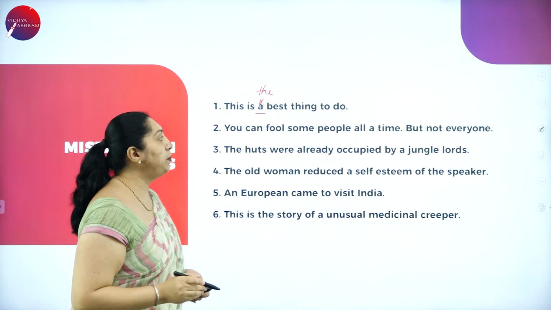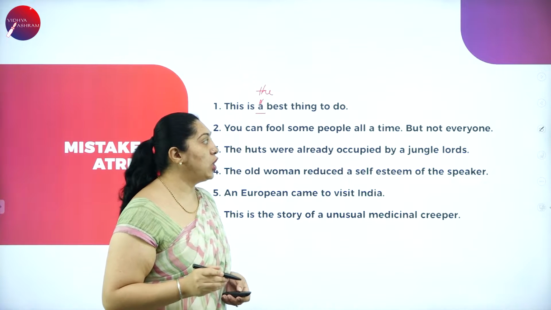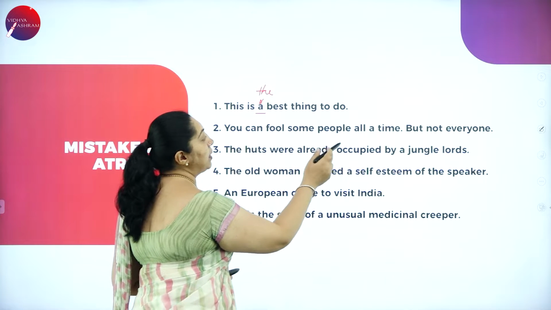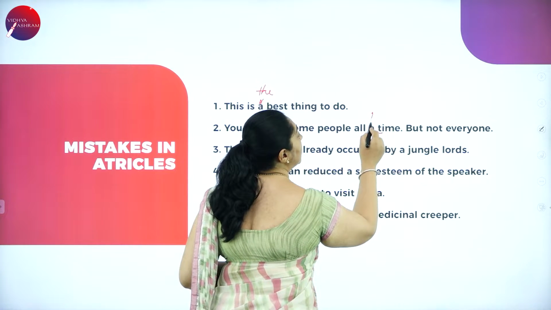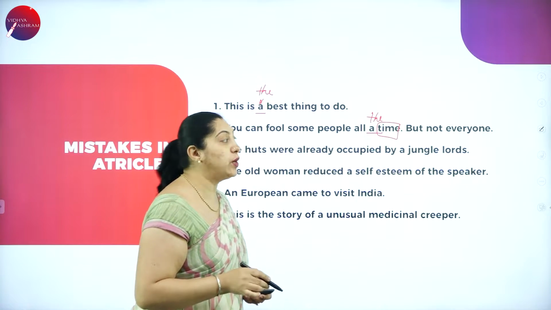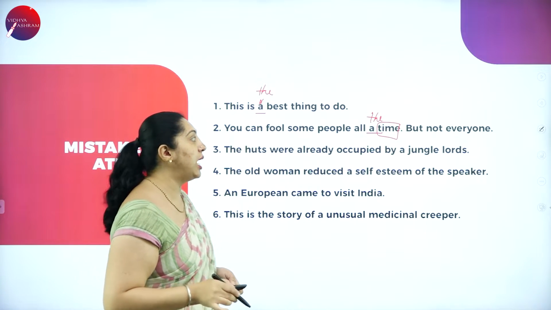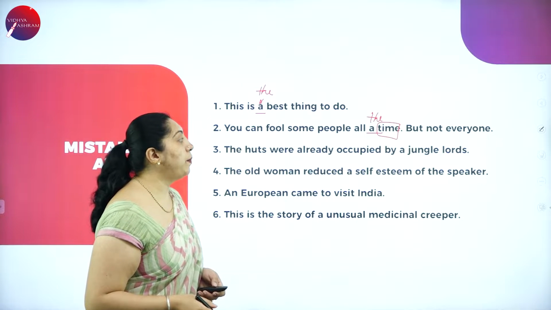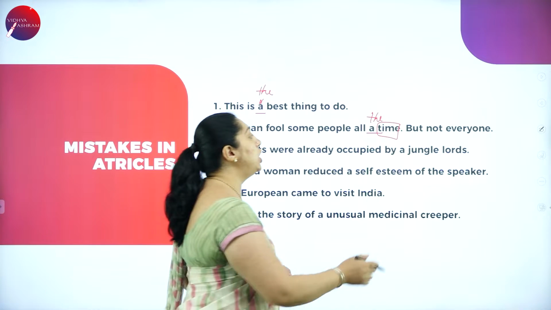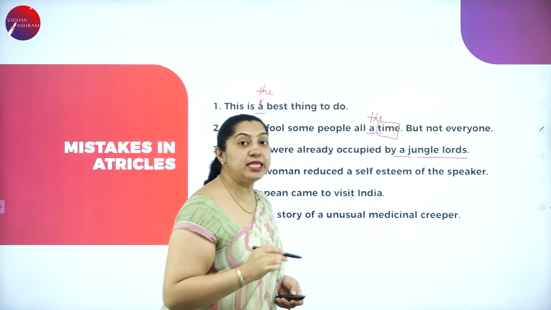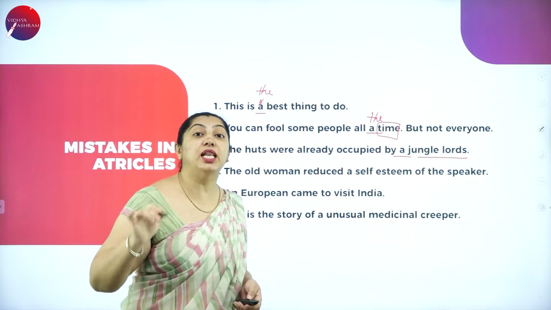You can fool some people all a time, but not everyone. What is the error here? You can fool some people all the time. We are talking about the time here, something particular. So it is the time, but not everyone. The huts were already occupied by a jungle lots. By a. Here I am talking about the plural. The sentence is in the plural. It is the jungle lots.